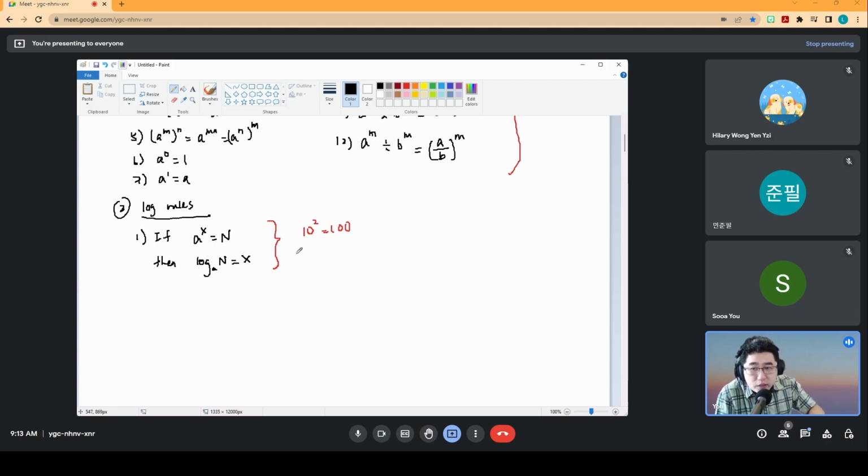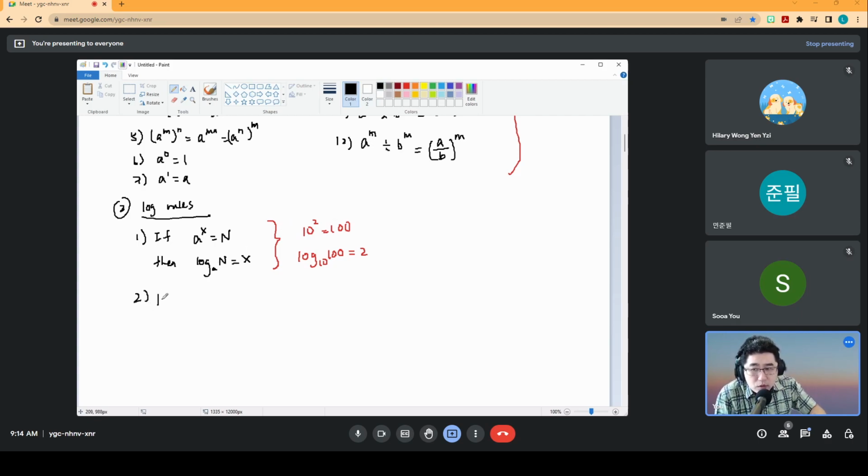You see this, there's a 0 here, and in the log you also have a 0, so you write it like this. That means you just put all the components with the 0 on the same side. That will be the rule that you can remember. 10 squared equals 100, log base 10 of 100 equals 2. As long as you follow this position, your log and indices are not going to go wrong.